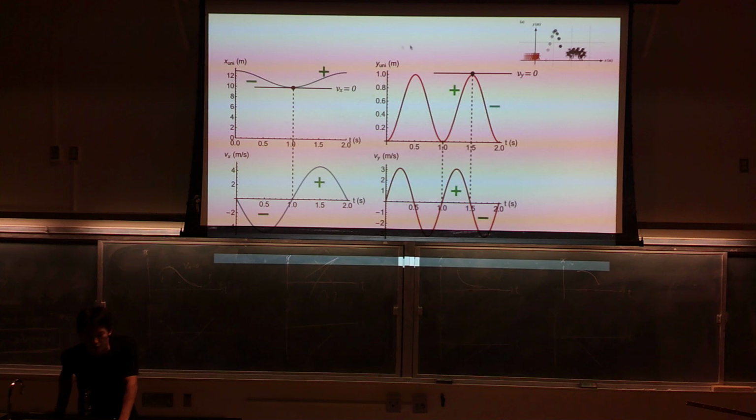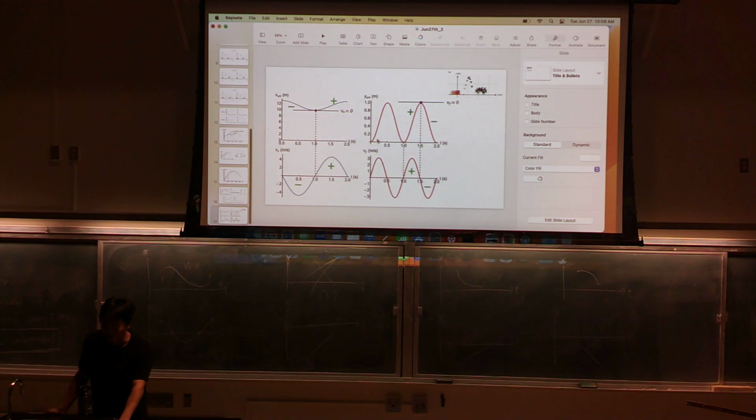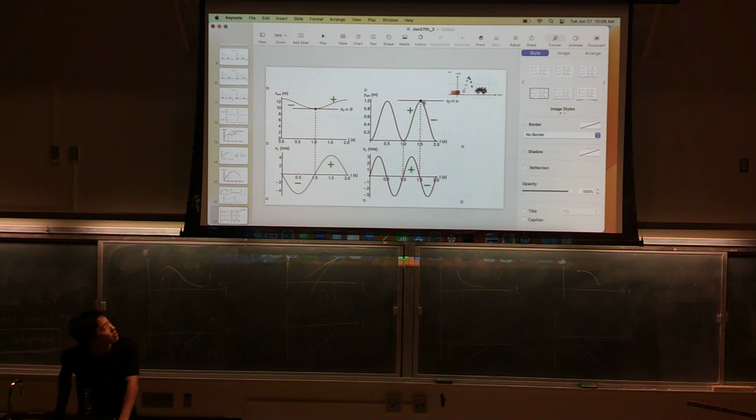For the YT graph, the unicorn jumps up and then up again. So you can see the Y position goes up and then goes up. And again, when it reaches the highest point, the corresponding Y velocity should be 0, same with the lowest point.